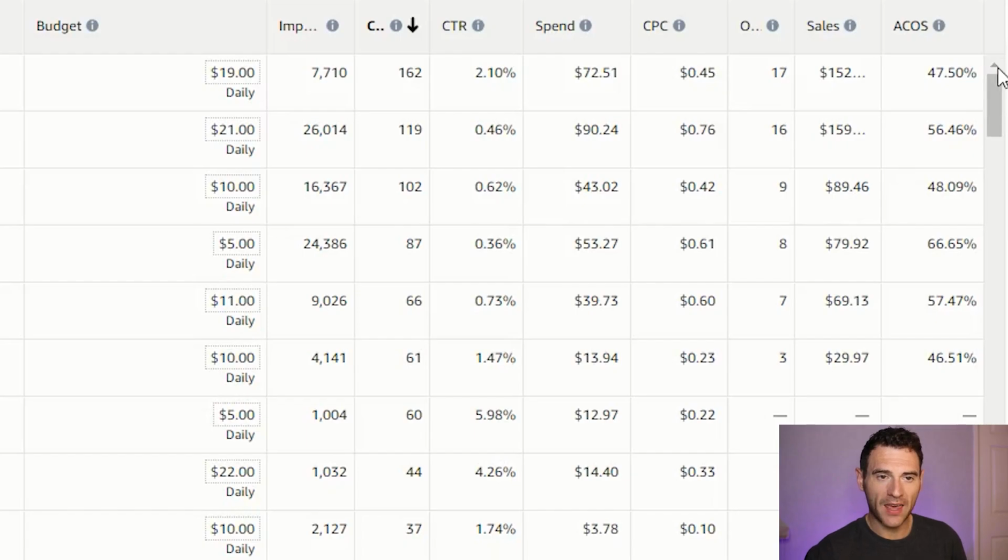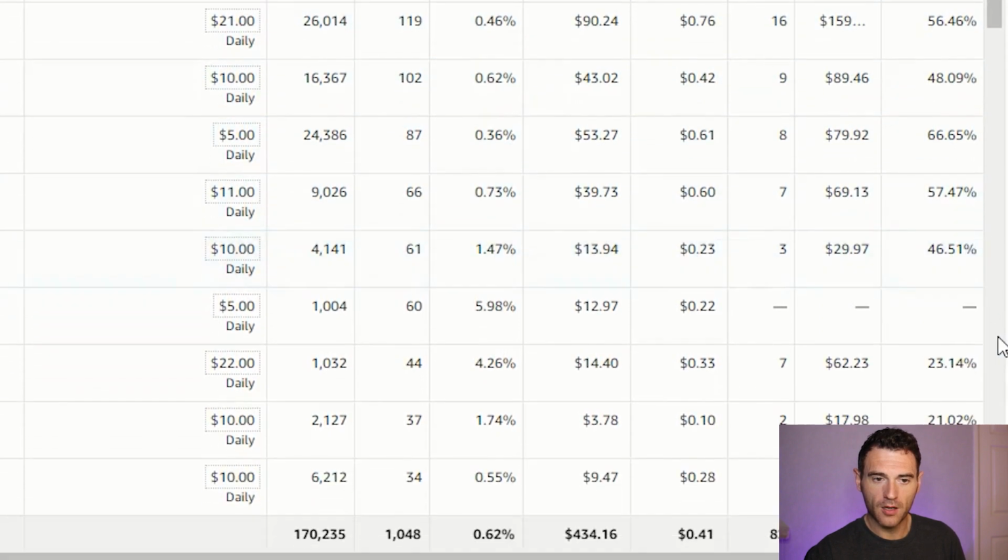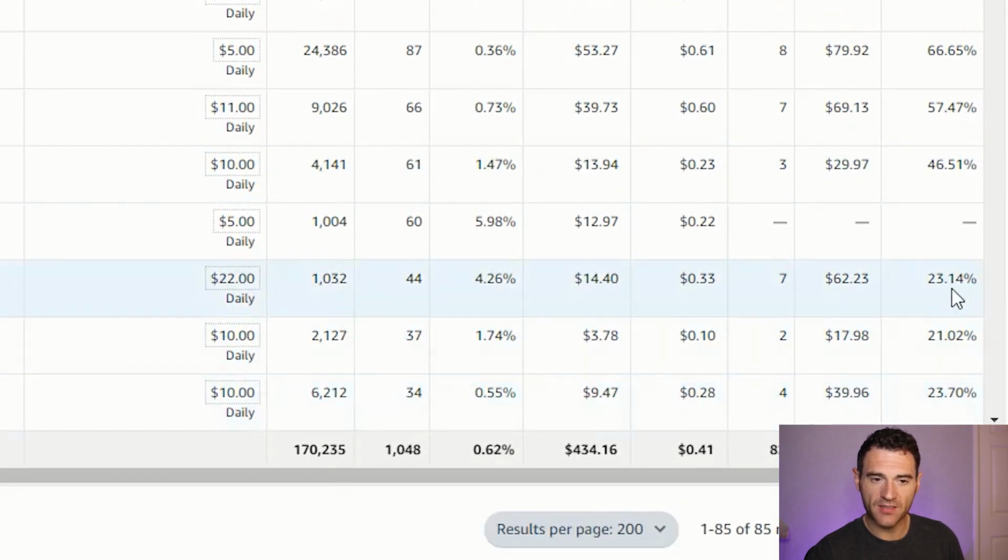If we scroll down here to some of my campaigns, you can see some of my ACOS are between 40 and 60%. But then down here, we actually have some which are below the break-even ACOS. And they're the ones that you want to keep going for the long term.